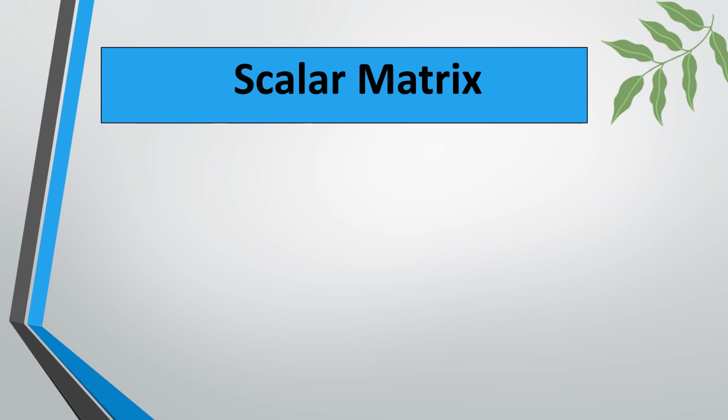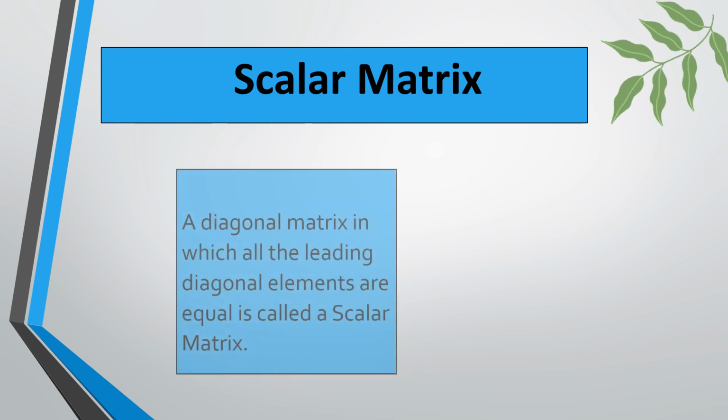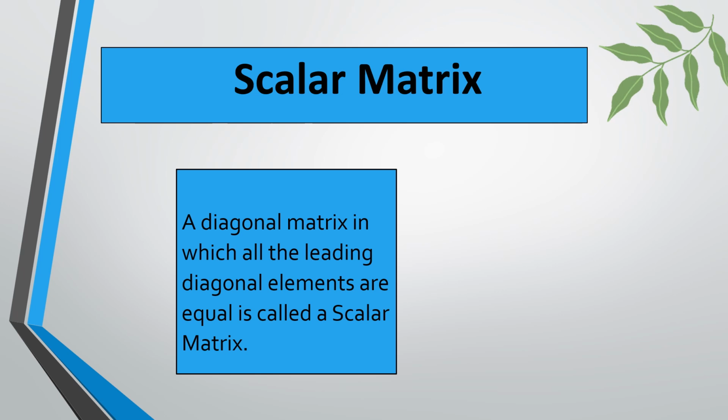Scalar matrix. A diagonal matrix in which all leading diagonal elements are equal is called a scalar matrix. In other words, a square matrix in which all the elements except those in the main diagonal are zeros and all the leading diagonal elements are equal is called a scalar matrix.